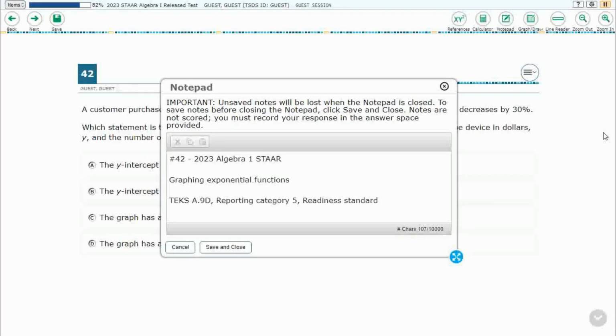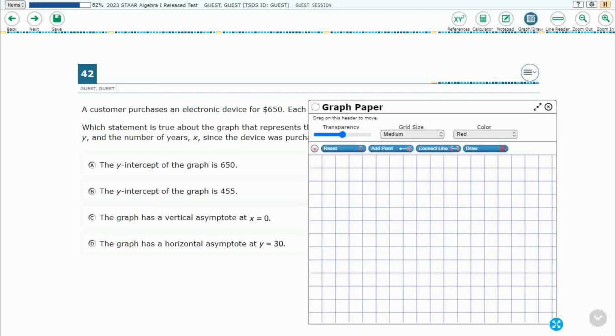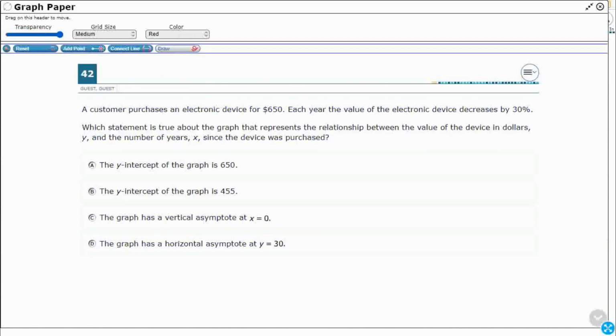Number 42, we are graphing exponential functions. This also is a readiness standard. It's in reporting category 5, TEKS 8.9D. So we have a customer purchasing an electronic device for $650. And the value is going to decrease, all right?